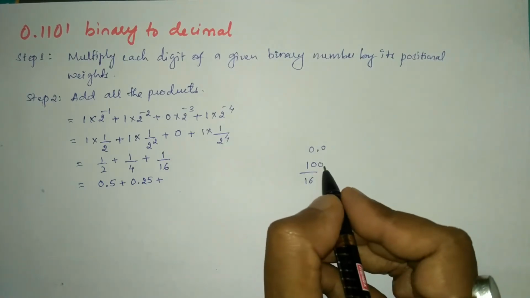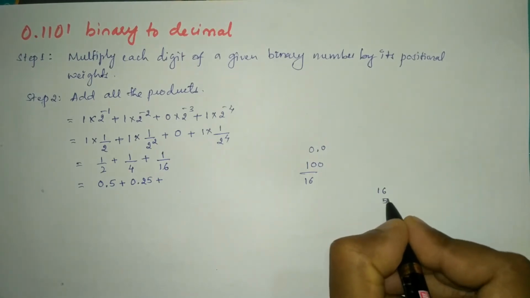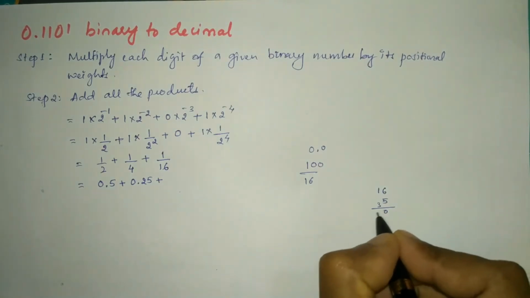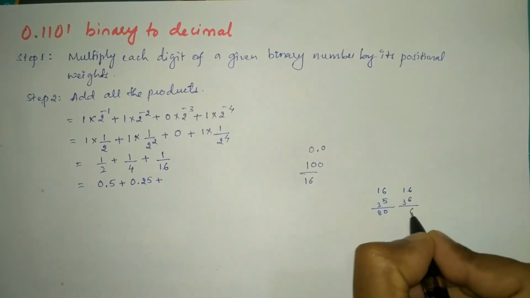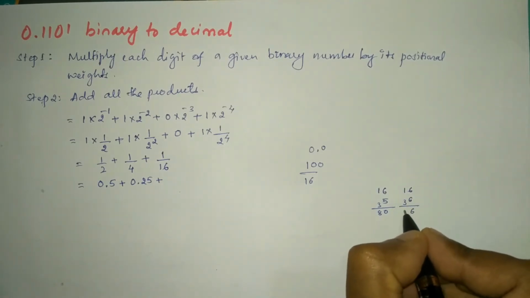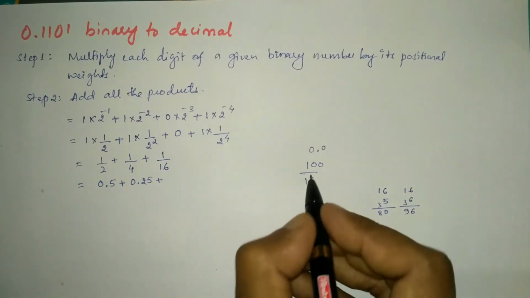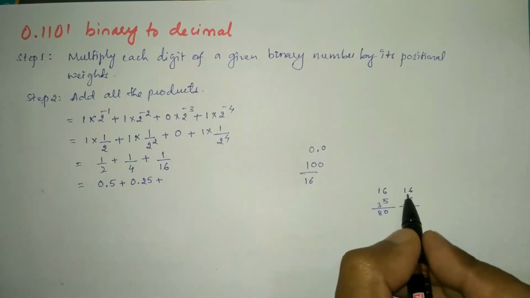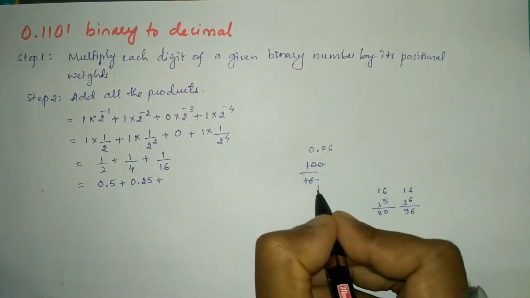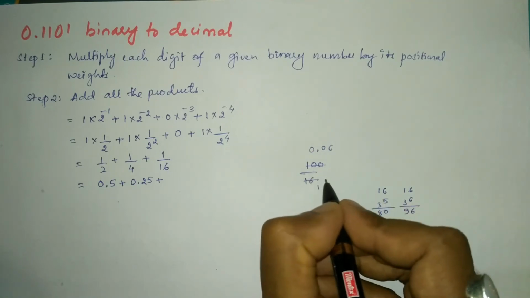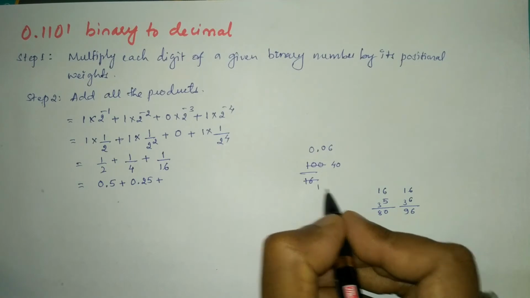So 16, how much is 100 or less than that? Here you can see 16 fives are 80. Next you can go for 16 sixes are. 6 6s are 36, 6 1s are 6, 6 plus 3 is 9, so 96, which is near to 100. So 16 sixes are 96. 100 minus 96 gives us 4. So it will become 40, you can write.